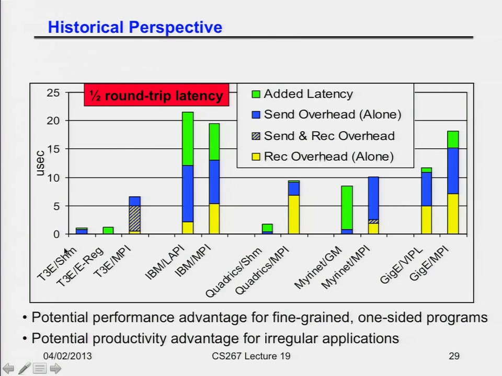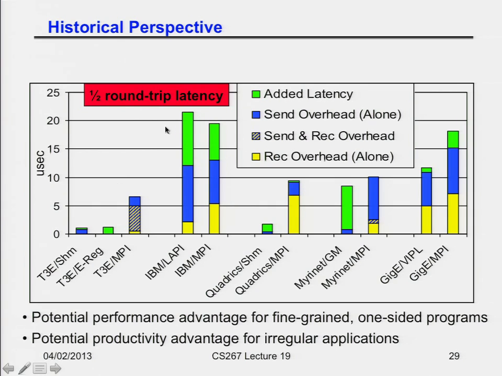Each machine is going to have different message passing software tools on it. So the innovation is, can you get the software to take advantage of what I just showed you in the previous slide? So these are 3 different ways of using a Cray T3E. These are 2 different ways of using an IBM cluster, a Quadrics network, a Myrinet, and then a Gigabit Ethernet network, but running different software layers. So there's MPI, something else called VIPL, and they all come out different.